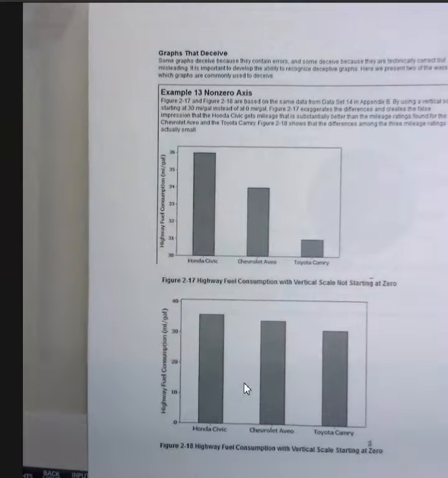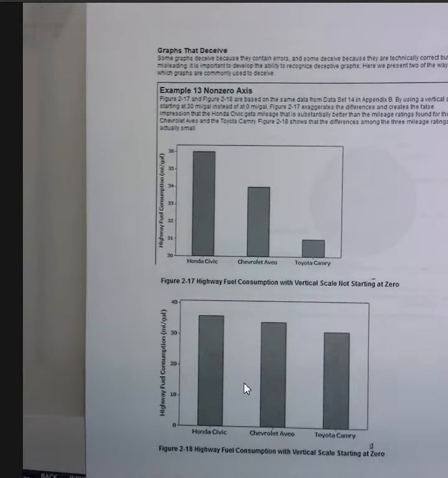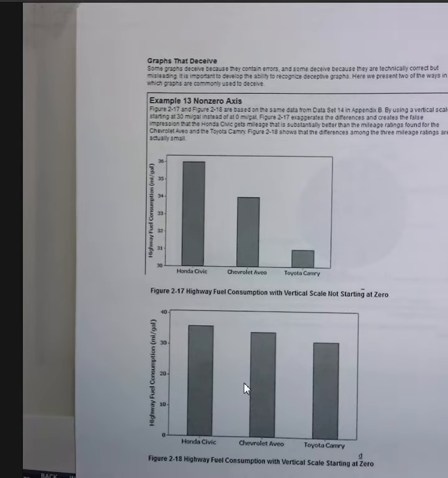Okay, those were graphs that enlighten, and now graphs that deceive. It says some graphs deceive because they contain errors, and some deceive because they're technically correct but misleading. It is important to develop the ability to recognize deceptive graphs. Here we present two of the ways in which graphs are commonly used to deceive.